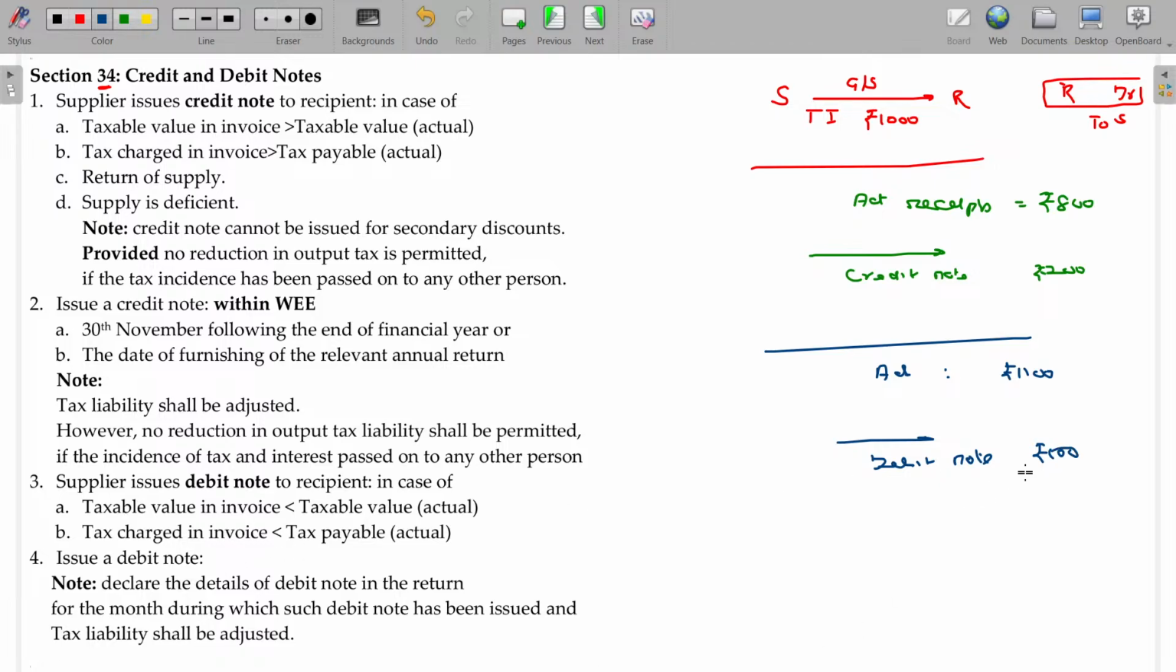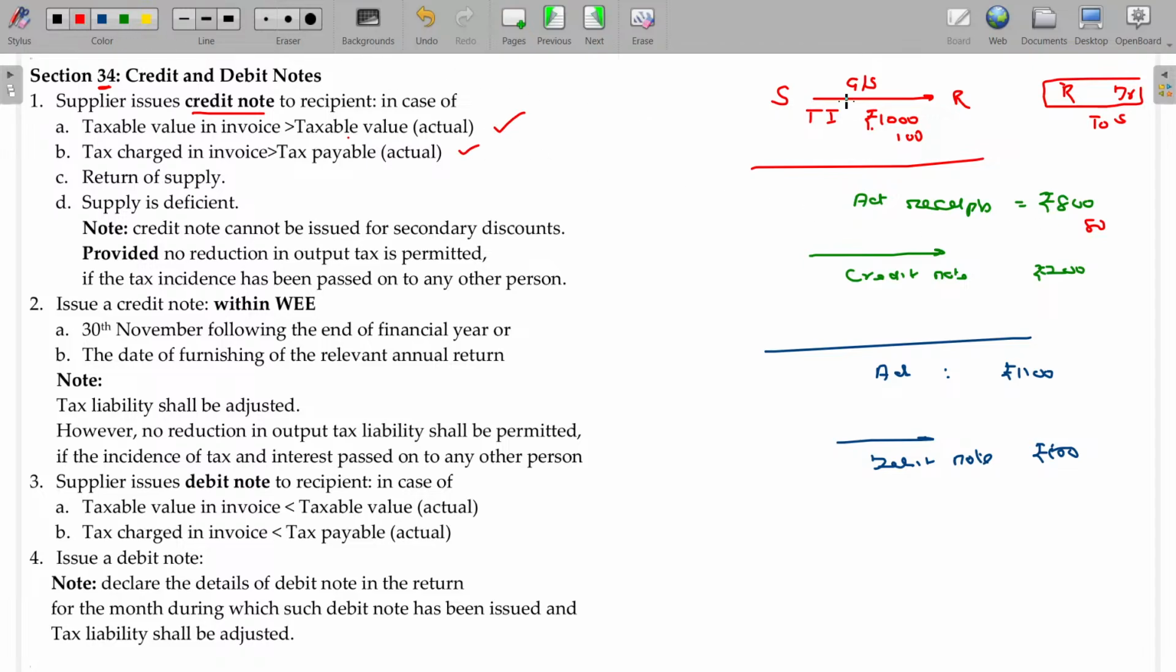So when it is a debit note, of course, GST is applicable for this also. Here you can claim for the revision, refund and all, and adjust that in the subsequent filing of returns. Supplier issues a credit note to the recipient in case the taxable value in the invoice is more than the actual taxable value. The invoice value is higher than the actual value, or instead of taxable value, it may be tax also. He charged 100 rupees. Later on, he came to know the real tax is only 80 rupees. For revision of tax also, he can issue a credit note.